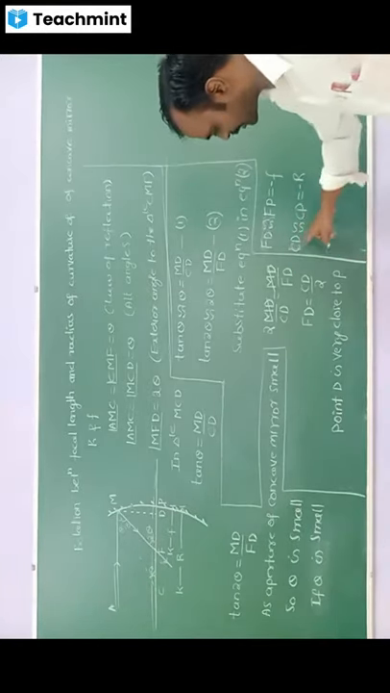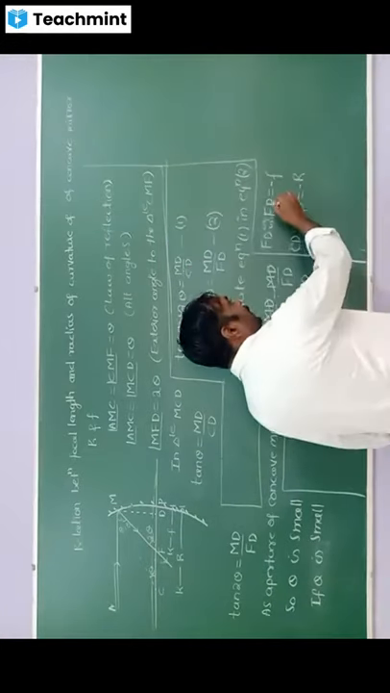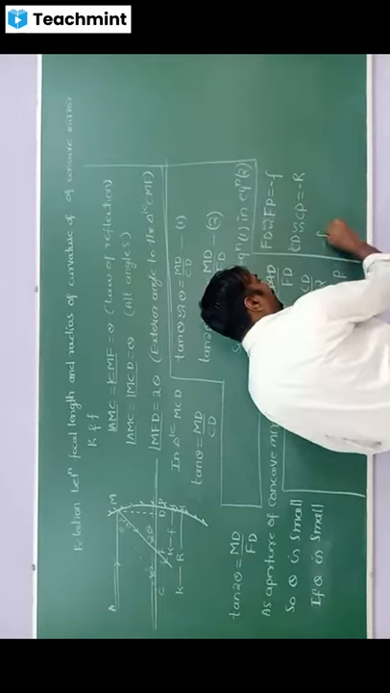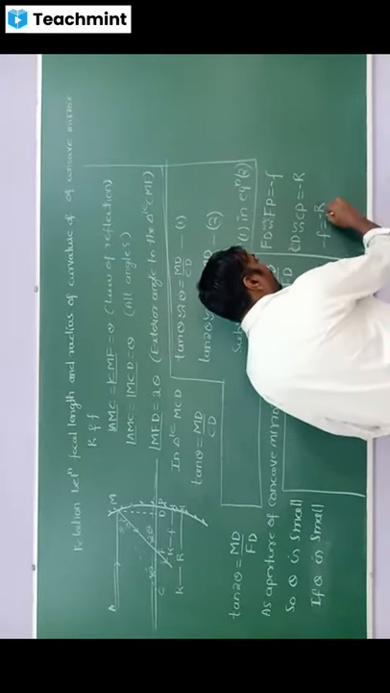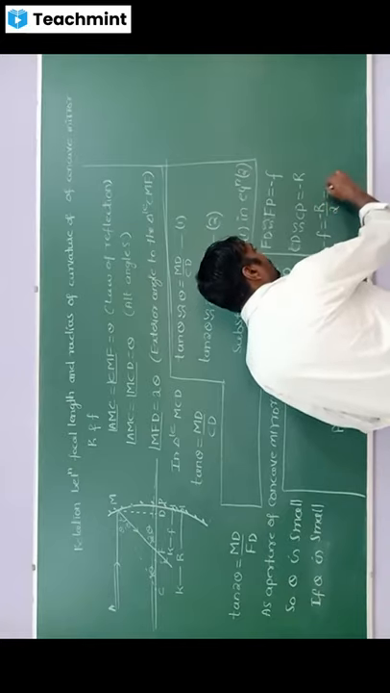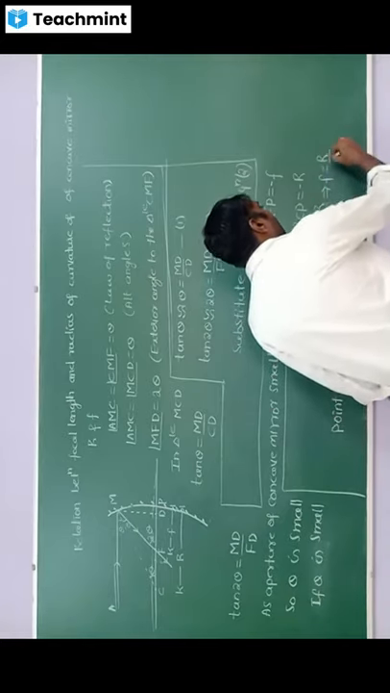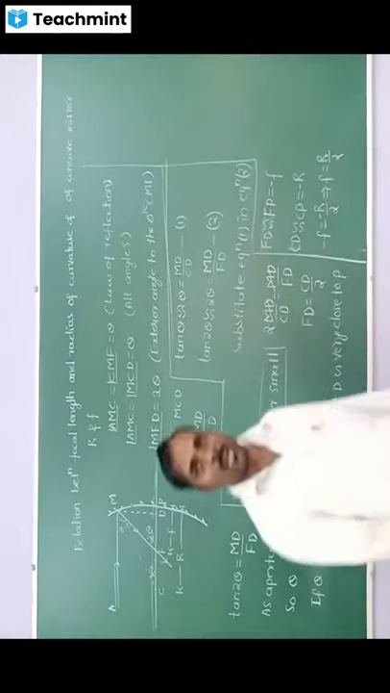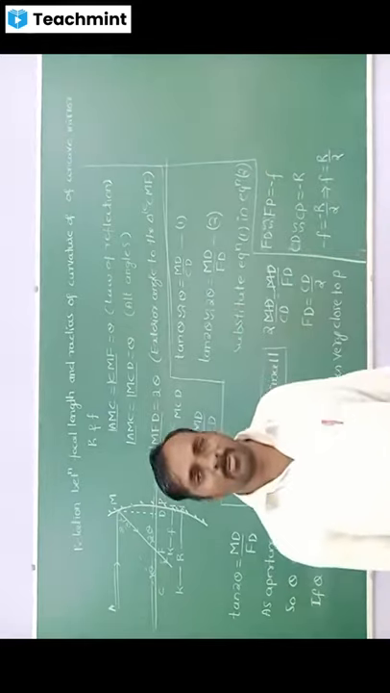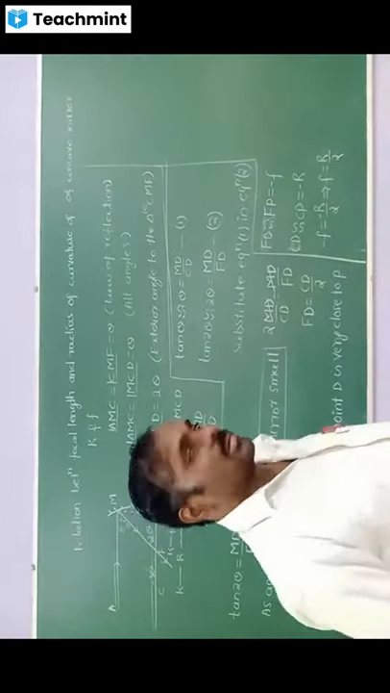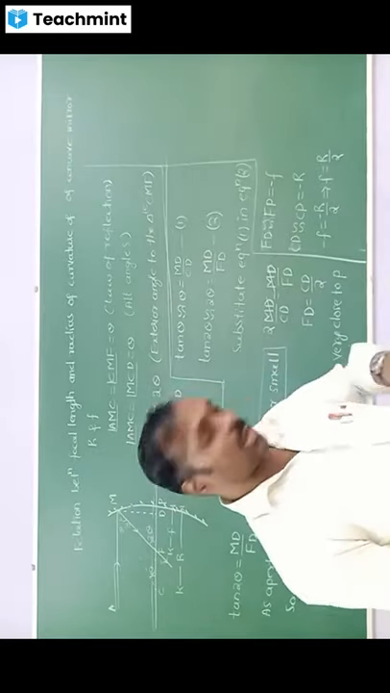Substituting FD and CD in this equation, FD is equal to minus f, and CD is equal to minus R. So this implies f is equal to R divided by 2. This is the relation between focal length and radius of curvature.